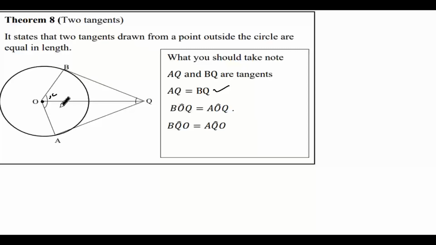Another thing is that this angle BOQ, this angle here, I can call it X, and this angle AOQ, this angle here, is Y, so I can say they are equal. So that is X equals Y. So that is the second thing you should take from here.